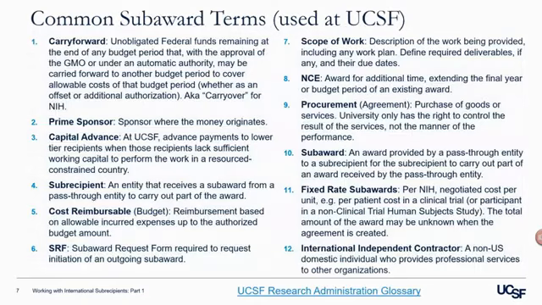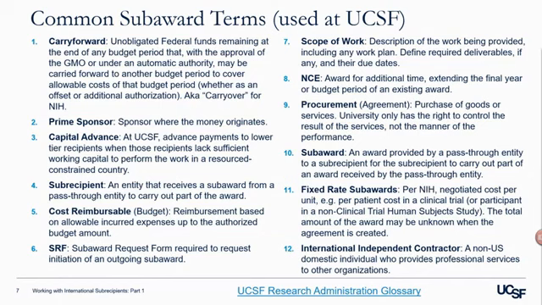Carry forward would be the unobligated federal funds remaining at the end of any budget period that, with the approval of the granting sponsor or under an automatic authority, may be carried forward to another budget period to cover allowable costs, whether it's used as an offset or additional authorization. 2 down was prime sponsor, and that would be the sponsor where the money generates, from whom the money generates. 3 down was capital advance.